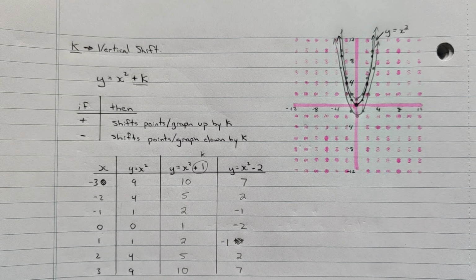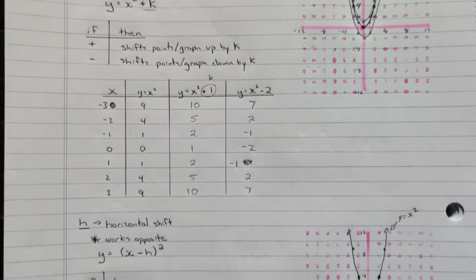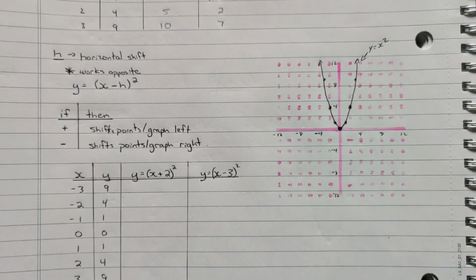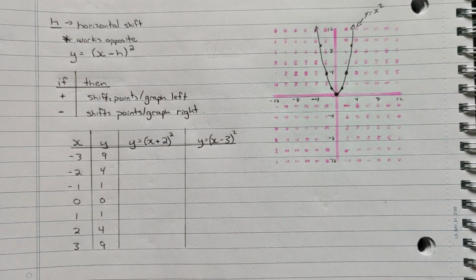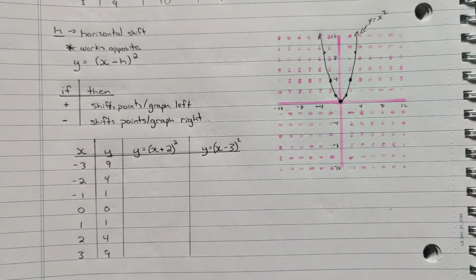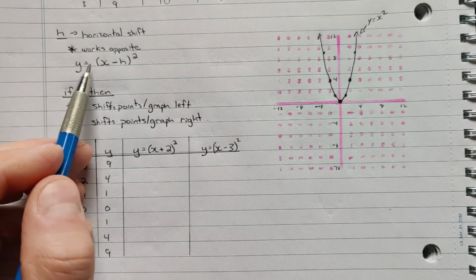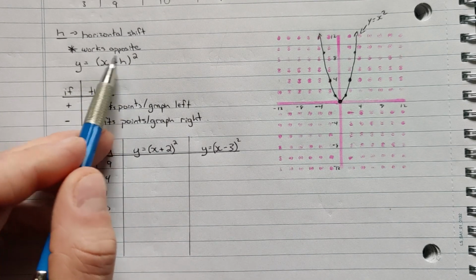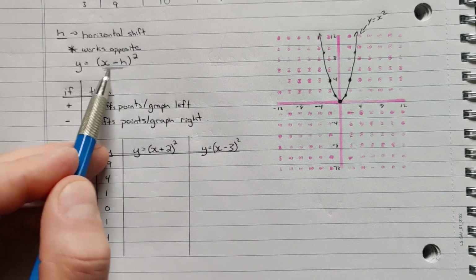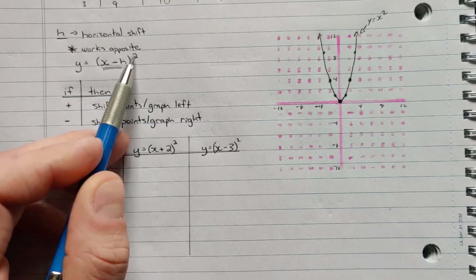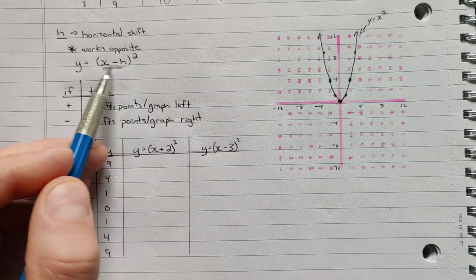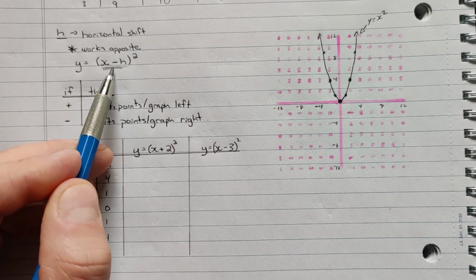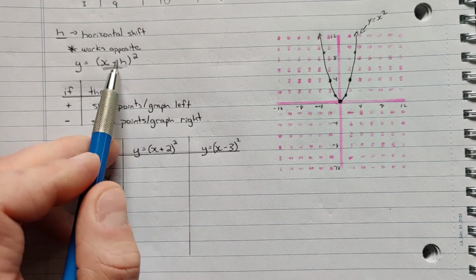So now, if we move on from k, the vertical shift, we move over to h. The h value is the horizontal shift. And note that this always works in an opposite manner. So we have y equals, in brackets, x minus h. So the minus h is in the brackets with the x, before the squared. So before we square the x, we have to take away h. This is going to give us a horizontal shift. The k goes outside, the h goes inside.